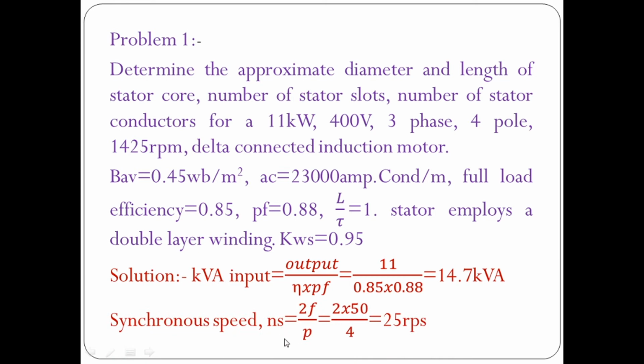The synchronous speed ns is in rotations per second. It is 2f by p, so 2 into 50 by 4 poles, which is 25 rps.